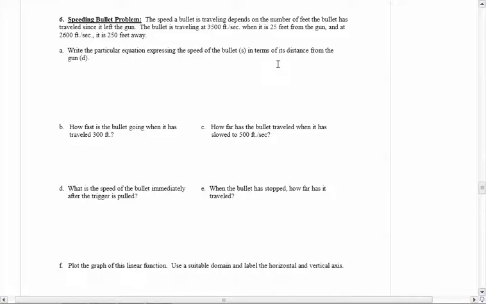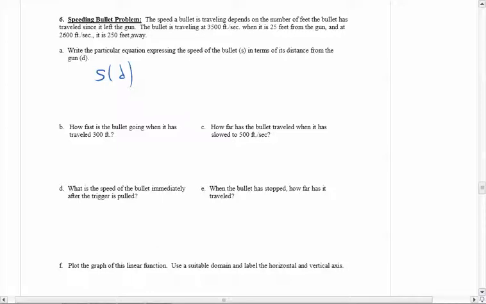Okay, so let's take a look at this example here. To do this one, the speed a bullet is traveling depends on the number of feet the bullet has traveled since it left the gun. So, in other words, they want you to write a particular expression expressing the speed of the bullet s as a function of distance. So mine is going to look something like s of d. I don't really like using s so much because it looks like a 5, but this is what they're asking.